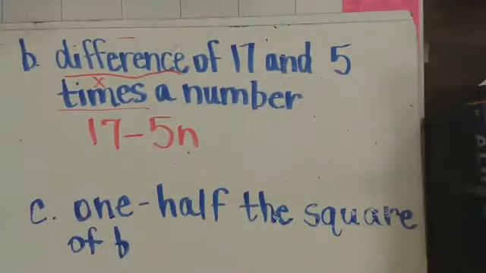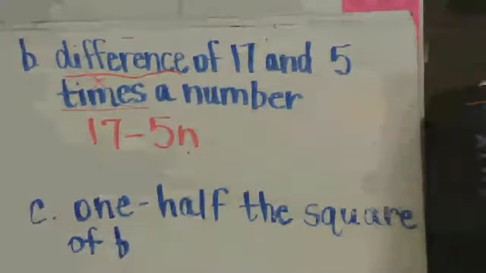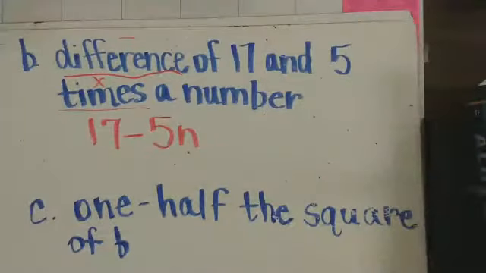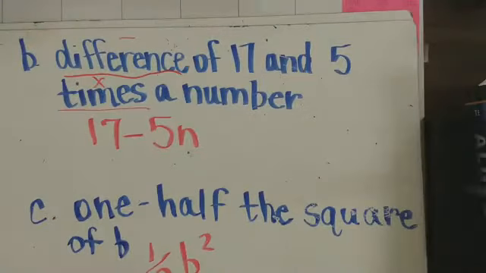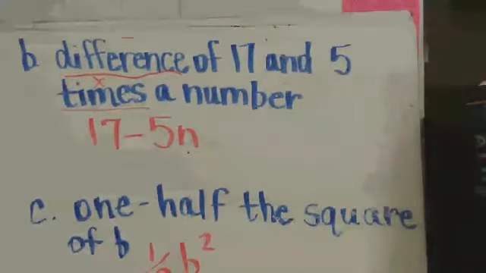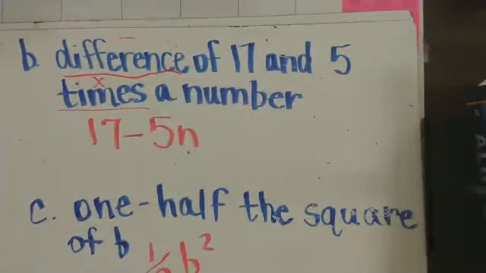Now let's look at C. 1/2 the square of B. 1/2 is written as a fraction. The square of B is B squared. This implies multiplication. Even though we don't necessarily see a multiplication word, we know that we need to put them together.